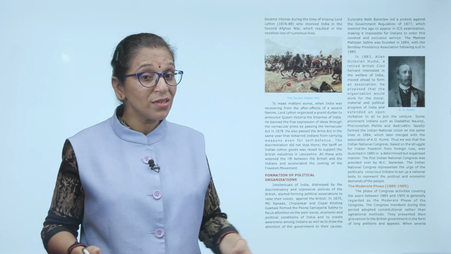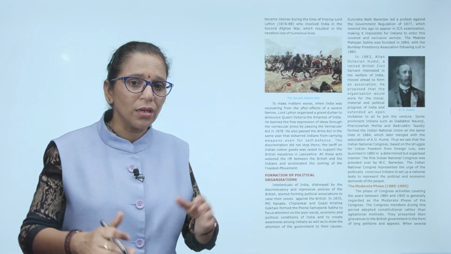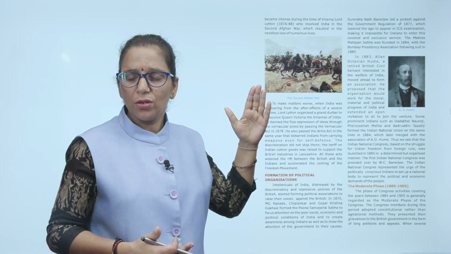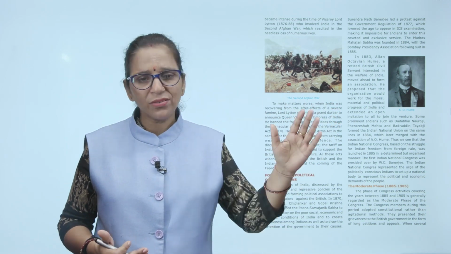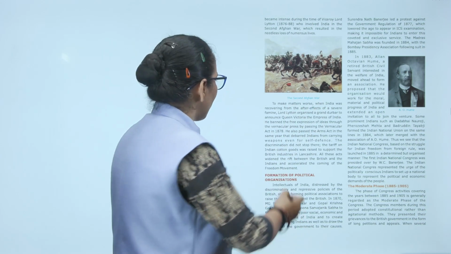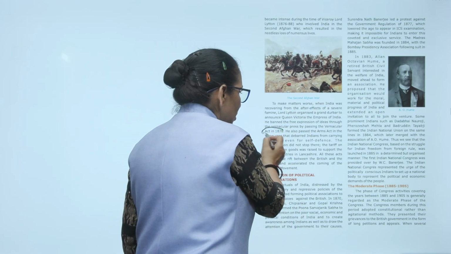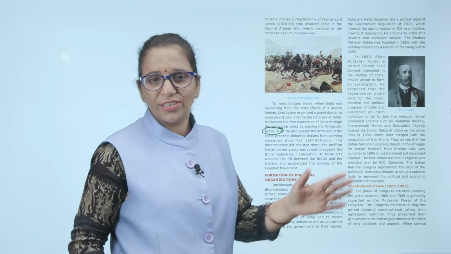To make matters worse, when India was recovering from the after effects of the severe famine, what happened? Lord Lytton organized a great Darbar to announce Queen Victoria as the Empress of India. He banned the free expression of ideas through the Vernacular Press Act. Lytton said, no freedom of speech and expression right now. The Vernacular Press Act of 1878 was passed for the press. Freedom of speech and expression was snatched.